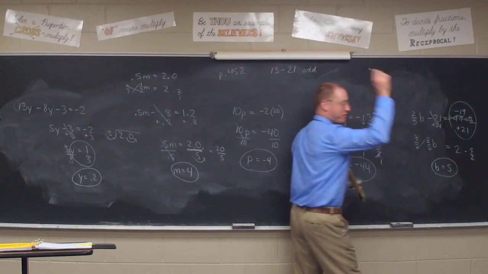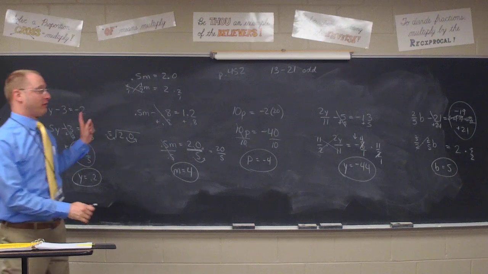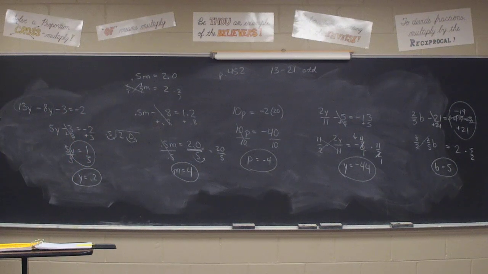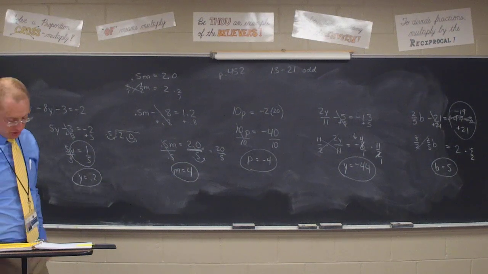How many got b equals 5 for the last one? And then we go 5 for 5 on these. These were a little bit more challenging. 5 for 5. A few of you, how about 4 out of 5? Just missed 1. Questions?